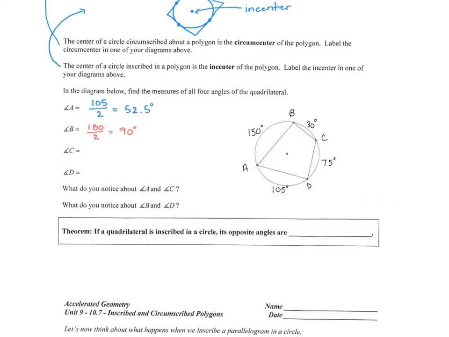To find the measure of angle C, identify the vertex, which is again on the circle. Follow the sides out to the intercepted arc. This time, that's 150 plus 105, which is 255. So the measure of angle C is half of 255, which is 127.5 degrees.